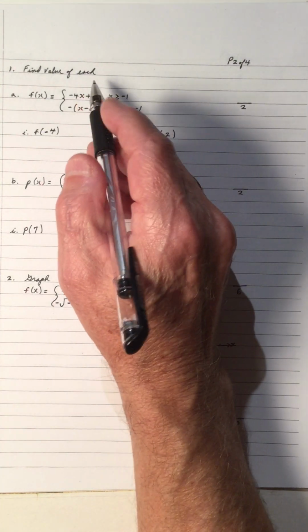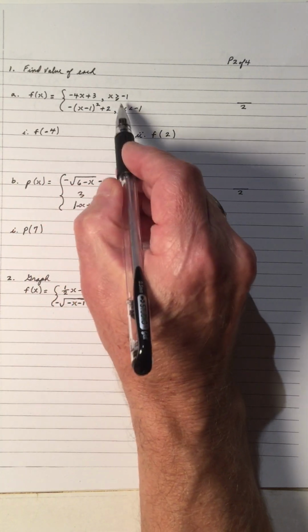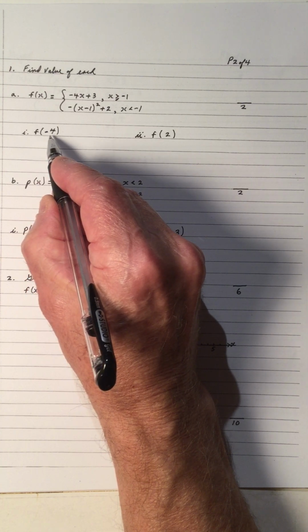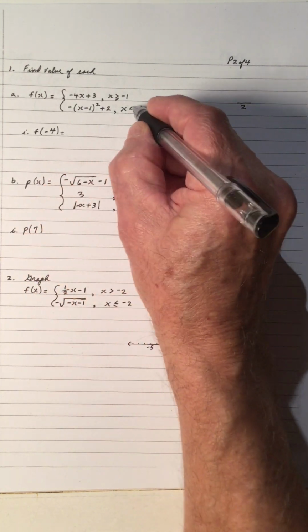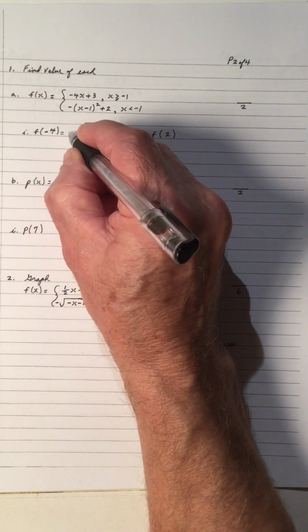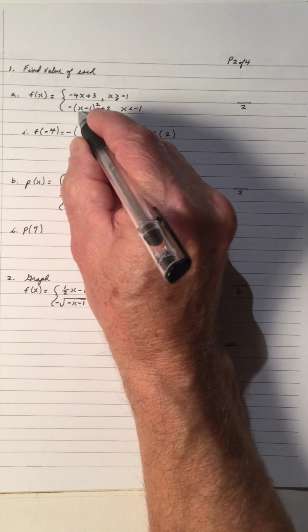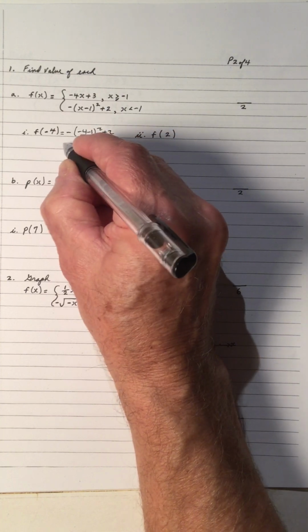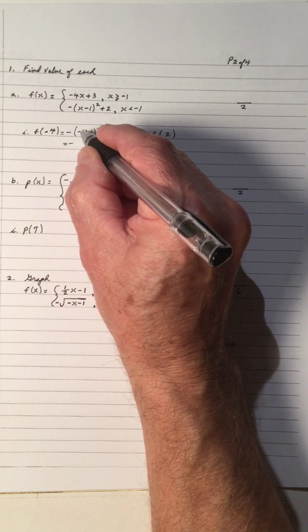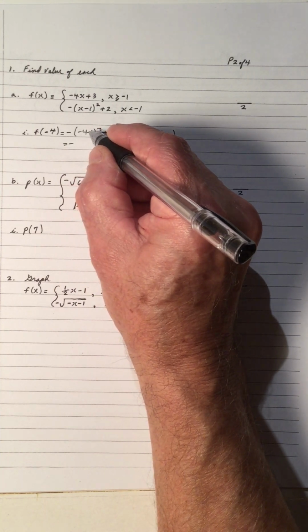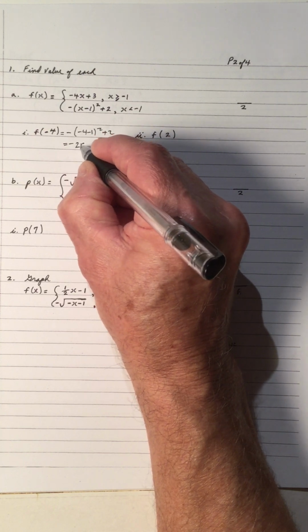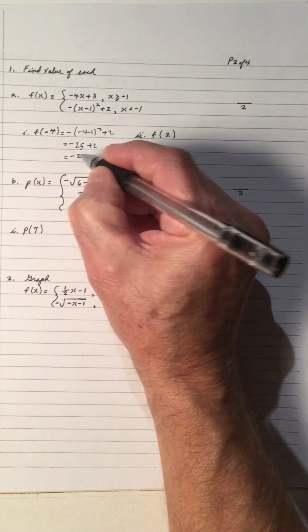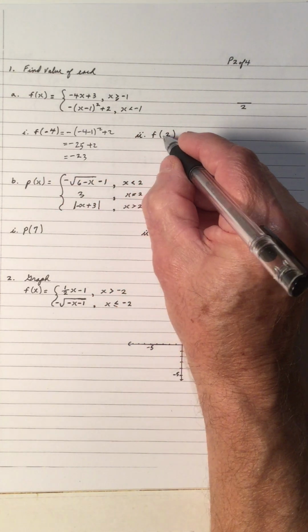Number 1, find the value of each. We have a piecewise function in two parts. Here we want to find f of -4. Since -4 is less than -1, we use the top part. x is -4, so we sub it into the expression and work it out. -4 squared is 16... -5 squared is 25. So that's -25 plus 2, which is -23.